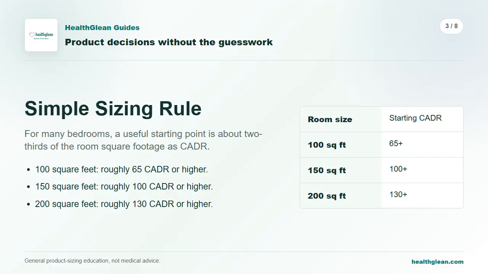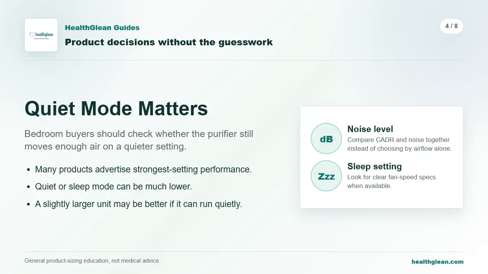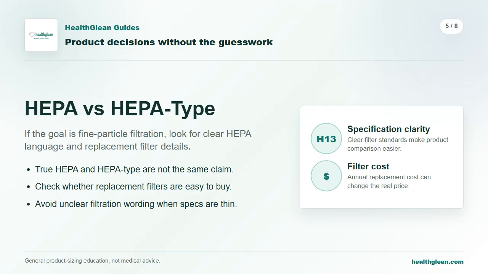Here is the quick starting point. Many bedrooms can start around 2/3 of the room square footage as CADR. A 100 square foot room starts around 65 CADR. A 150 square foot room starts around 100 CADR. A 200 square foot room starts around 130 CADR.